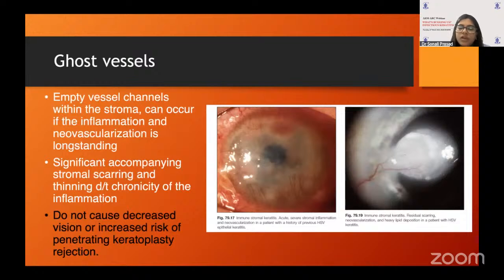Look for ghost vessels, a finding that we can see for previous scars or previous infection. It's a very good history that we can take and confirm with the clinical finding of ghost vessels. These ghost vessels are nothing but empty vessels within the stroma and can happen during the course of inflammation along with neovascularization. These ghost vessels, however, do not cause a decrease in the survival rate of penetrating keratoplasties.